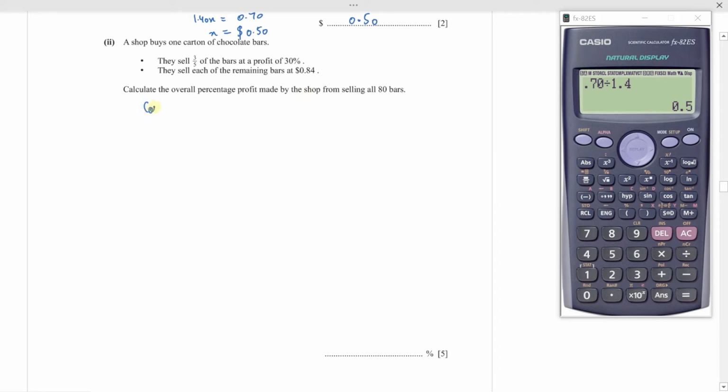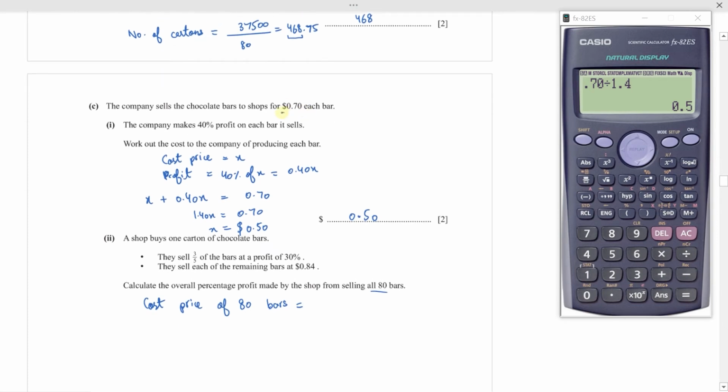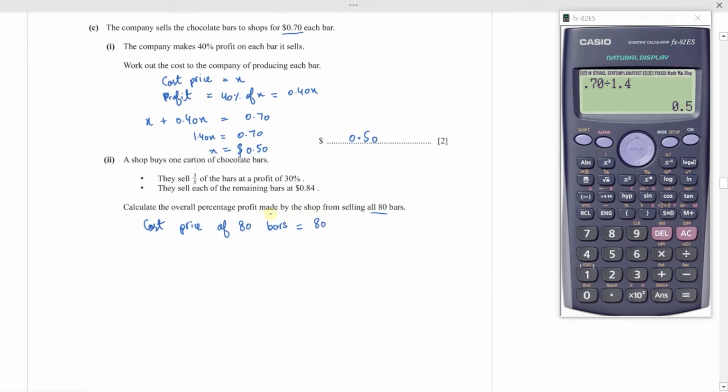So first let's start with the cost price. Cost price of these 80 bars. We know that the company sells them at $0.70 for each bar to the shops. So the shop buys 80 of these. So the total cost price for the shop is 80 into 0.70. So the shop buys these at $56, the total cost price for all these 80 bars.